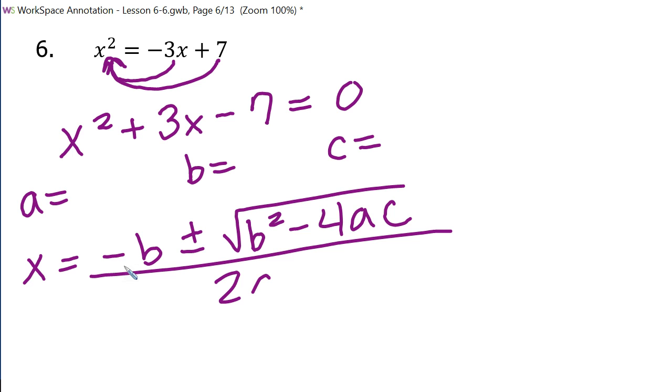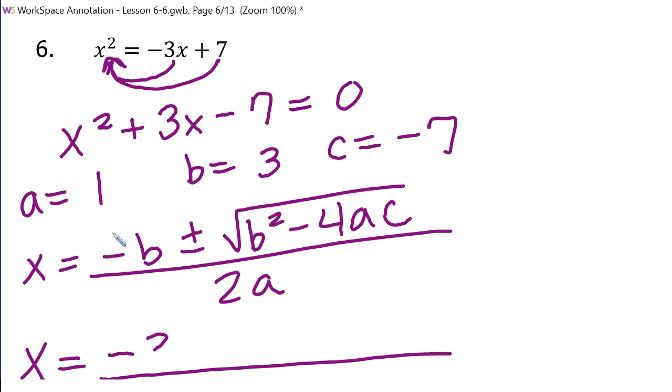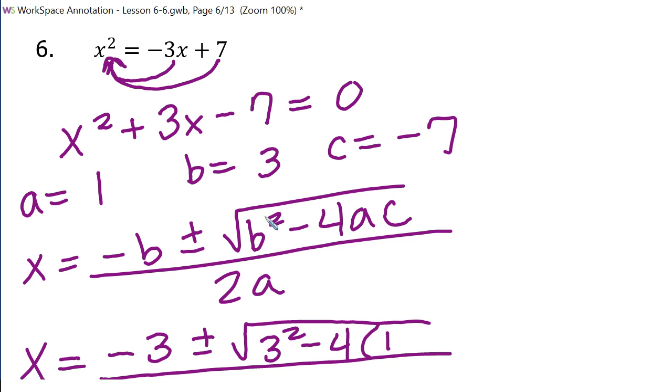What's the value for A? B? C? So this would be x equals, what does negative B mean? The opposite of B. So if B is 3, I change it to a negative 3 plus or minus square root. What do I put for B? 3 squared minus 4. What do I put for A? 1. What do I put for C? Negative 7.